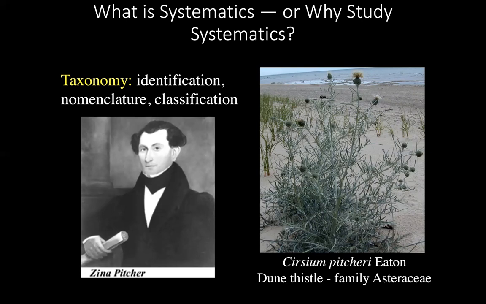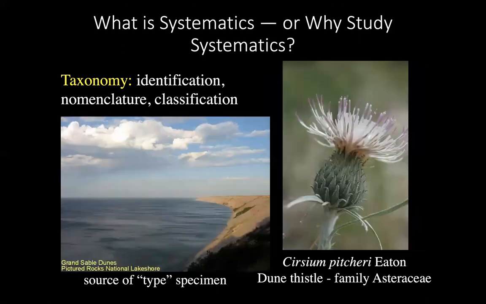Okay. So here is an example species, Cirsium pitcheri, described by Eaton. Here's a picture of Eaton. This is a member of the family Asteraceae that we're going to talk about, and the common name is dune thistle. It is endemic only to the Grand Sable Dunes region of Michigan. On the west side of Lake Michigan, you have these beautiful dune systems, and this is where this really beautiful thistle is found.